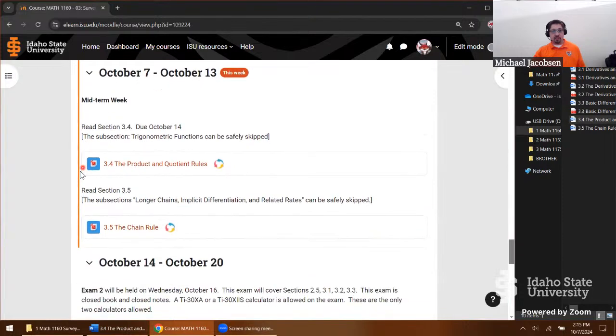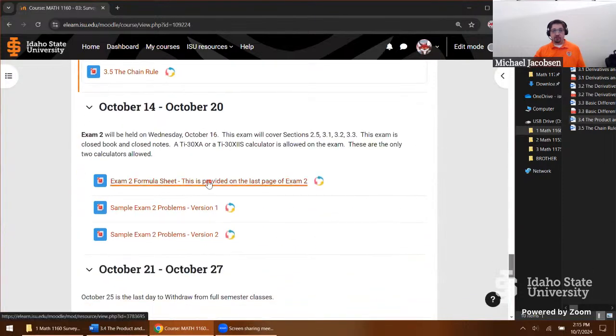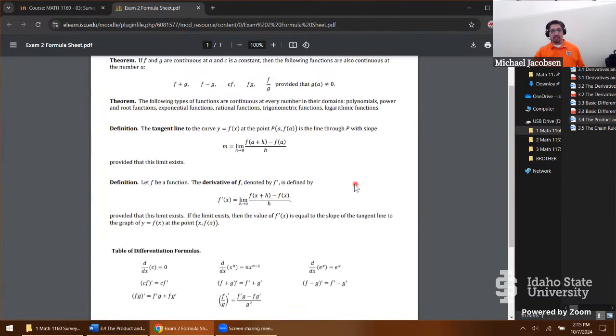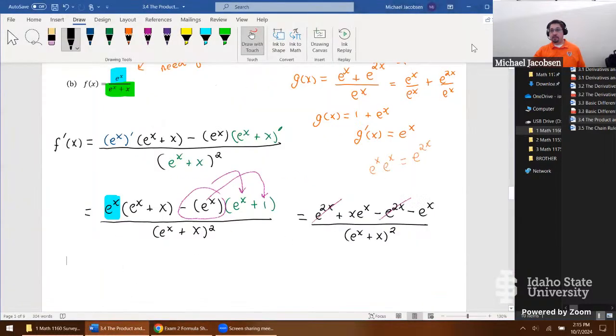As far as the actual exam too, it's only going to be this formula sheet that's provided, which is going to be information about derivatives and continuity. Other questions at the moment?